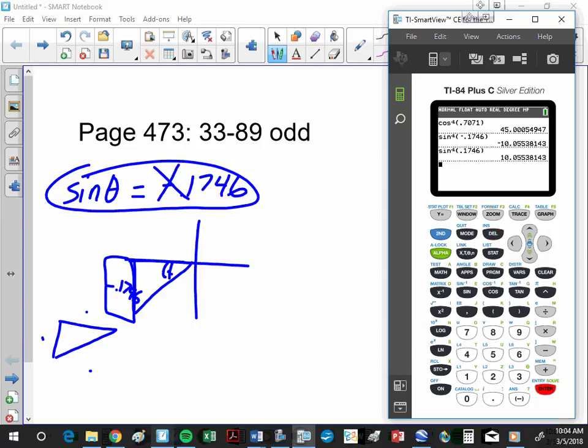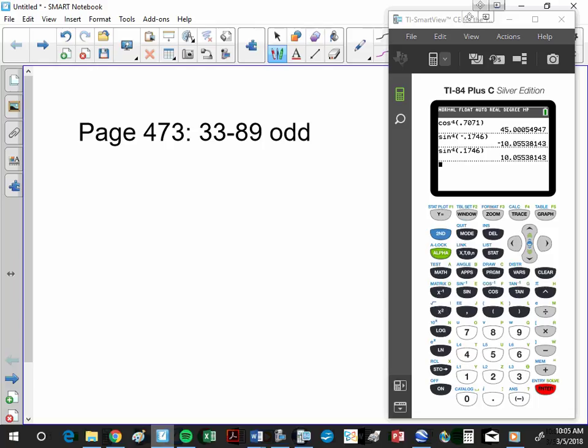10.05 degrees, which means the answer is 190, because I'm in quadrant 3. So I need 180 plus my theta. So you will need to draw that picture, because sometimes you'll add, sometimes you'll subtract, just depending on where you're landing. All right, 82.